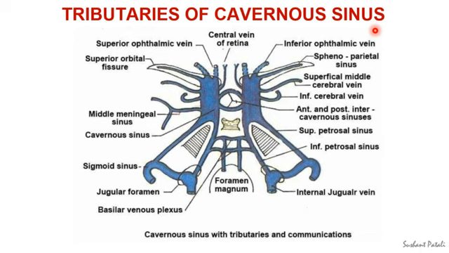The first one is superior ophthalmic vein, second one is a branch from the inferior ophthalmic vein. Sometimes it receives a communication from the central vein of the retina, so that's the third tributary. And the fourth tributary is superficial middle cerebral vein, and fifth tributary is a few inferior cerebral veins. The sixth tributary is sphenoparietal sinus, and the seventh tributary is sometimes found, and that is the anterior trunk or the frontal trunk of the middle meningeal vein. So these are the important tributaries of the cavernous sinus.